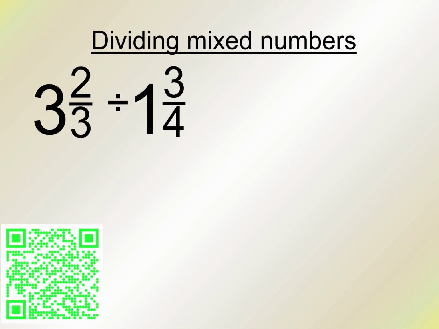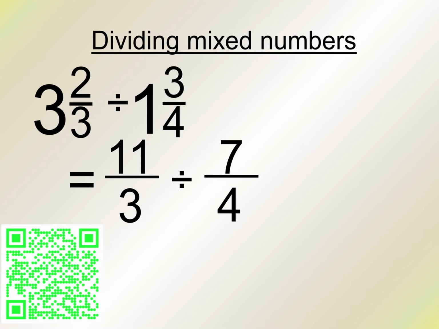Dividing mixed numbers, we still want to change them into improper fractions. So 3 and 2/3 would be 3 times 3, which is 9. Add the 2, which is 11 over 3. Divided by 1 3/4, so 1 times 4, add the 3, so 7 over 4.